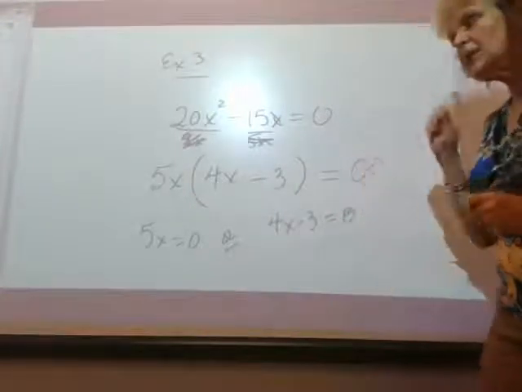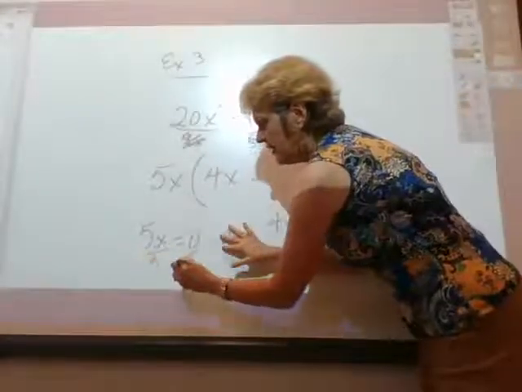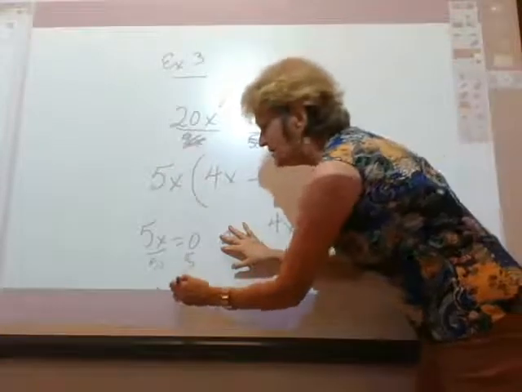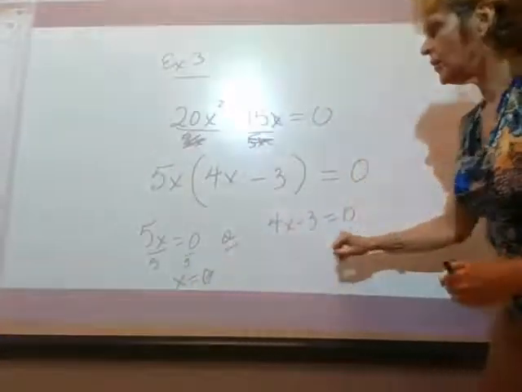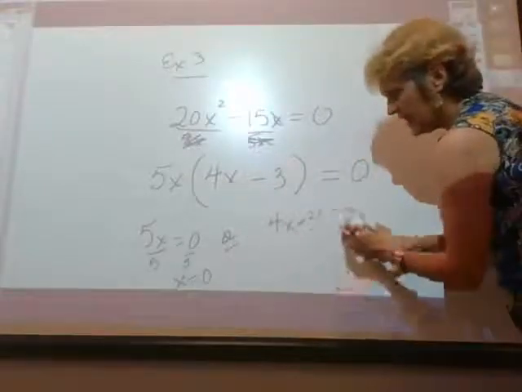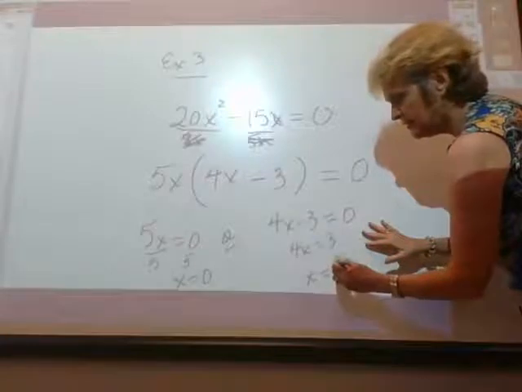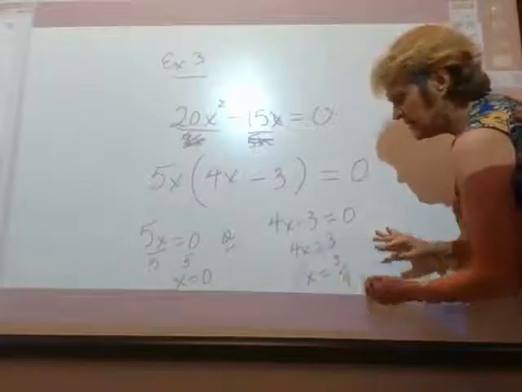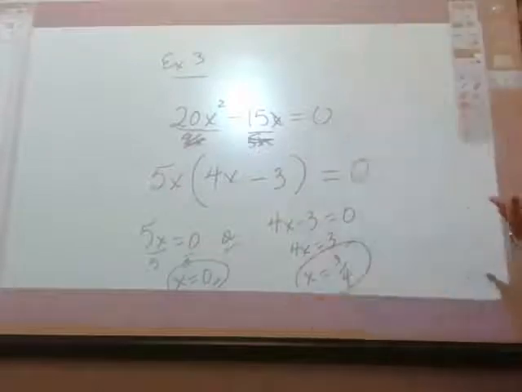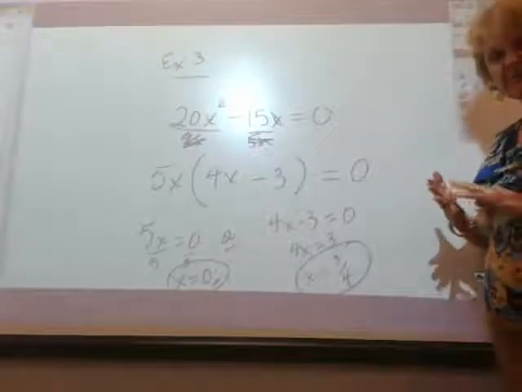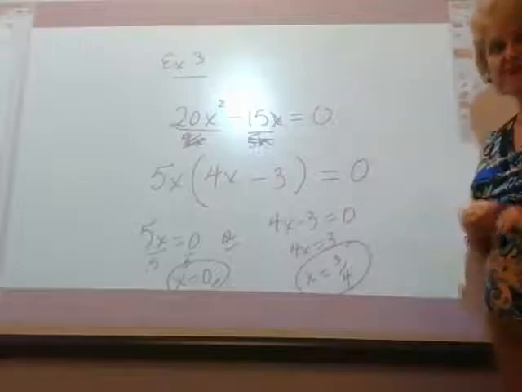Okay. Well, 5x equals 0, I would just divide by 5. 0 over 5 is still 0. So x is 0 is a possibility. Or I would add 3 and then divide by 4. So the other possibility is 3/4. So you have found the zeros or the solutions of this equation.